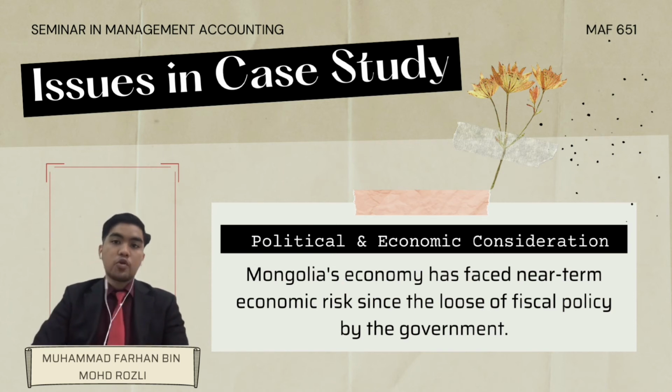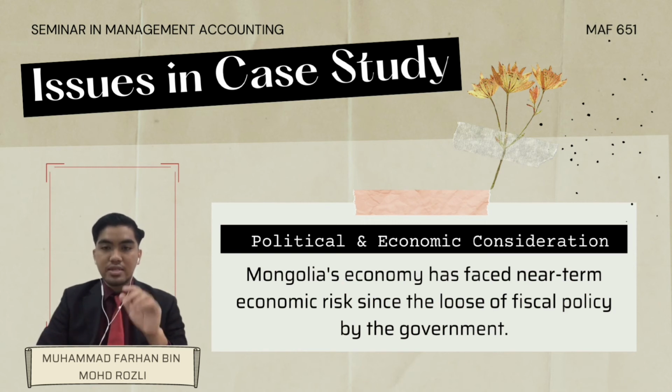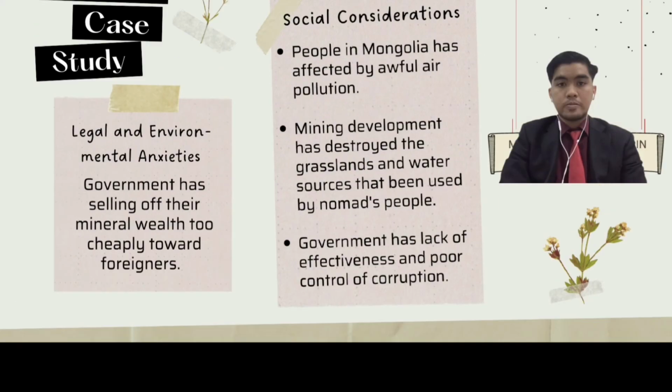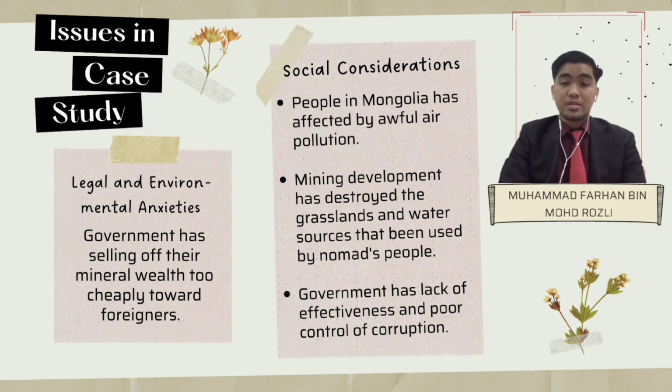Unfortunately, it will give economic impact to Mongolia because the investor will be distracted with the uncertainties problem that may occur in Mongolia. There is another issue that has occurred under social consideration, which is people in Mongolia being affected by awful air pollution. This air pollution occurred because people in Mongolia burn coal in the camps during winter. We know that it is their tradition to live as nomads and start up fire to heat themselves, but it brings social impact to other people since it causes air pollution that affects the environment and Mongolians.